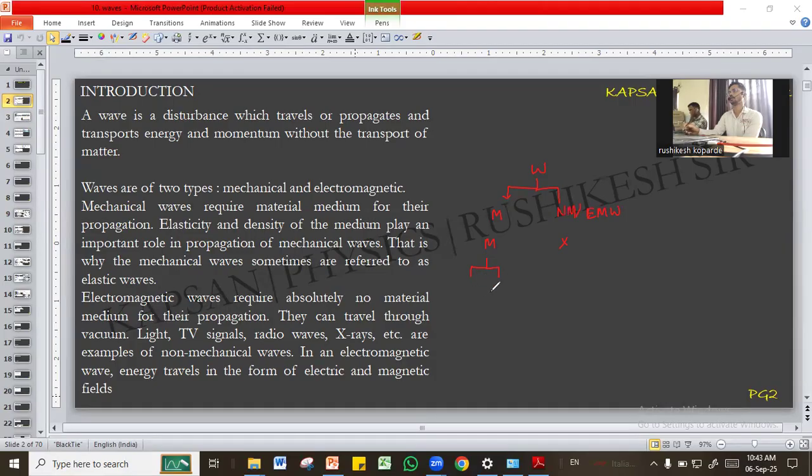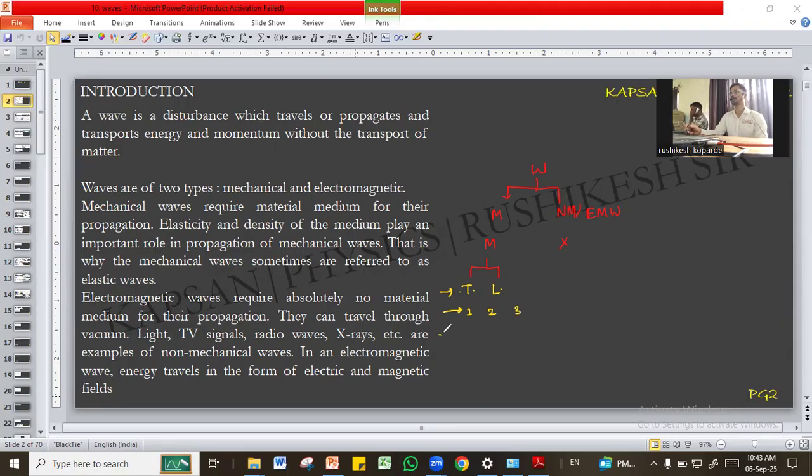Mechanical waves can be classified in different ways. These mechanical waves can be classified based on different bases. If we consider direction of vibration and direction of propagation, based on that, they can be transverse or longitudinal. There is a second way of classification based on dimensionality: if energy propagates only in one dimension, two dimensions, or in all three dimensions.